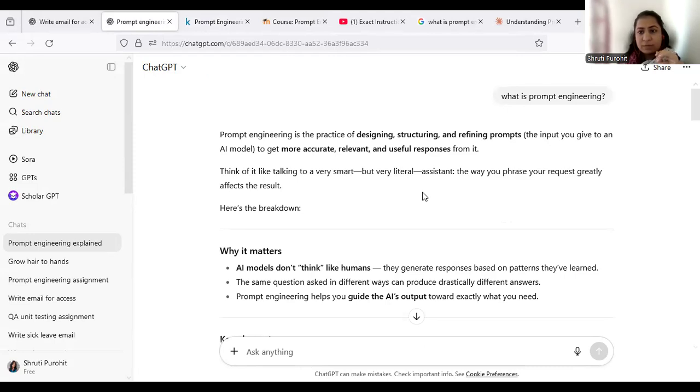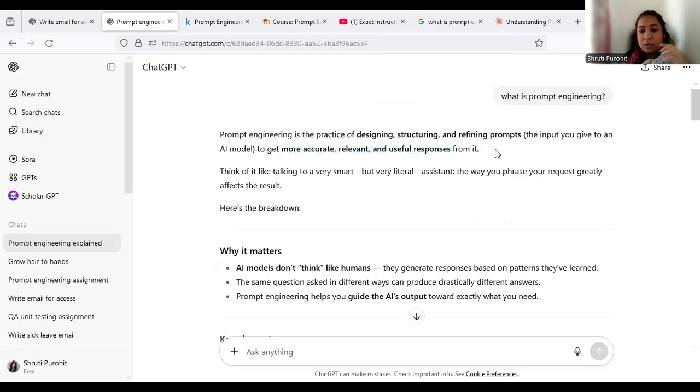So when we ask what prompt engineering is, we ask the same question to ChatGPT, Claude, and Gemini, and see the difference. Prompt engineering is the practice of designing, structuring, and refining the prompts, the input you give an AI model. Basically, we are communicating with the AI model, giving our instruction, designing and structuring it to get our work done by means of AI and to get more accurate, relevant, and useful responses.